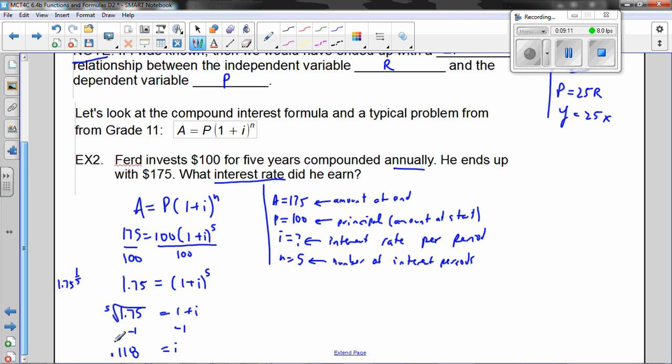Well, does that make sense as far as an interest rate is concerned? Well, this is as a percent, right? Ferd earned 11.8% interest per year.